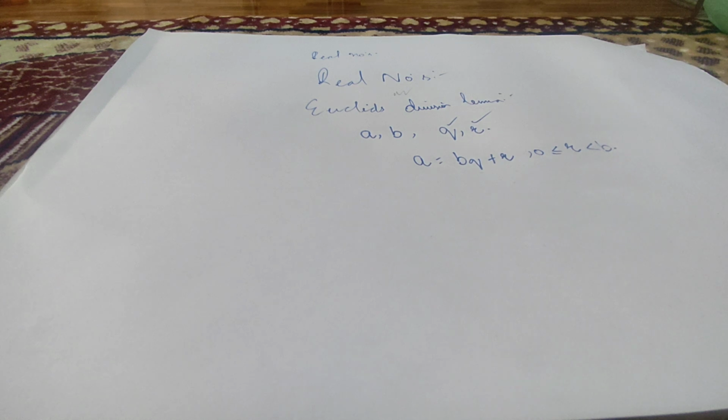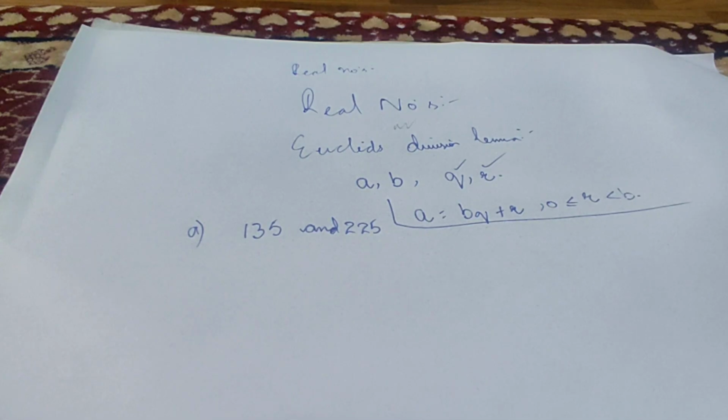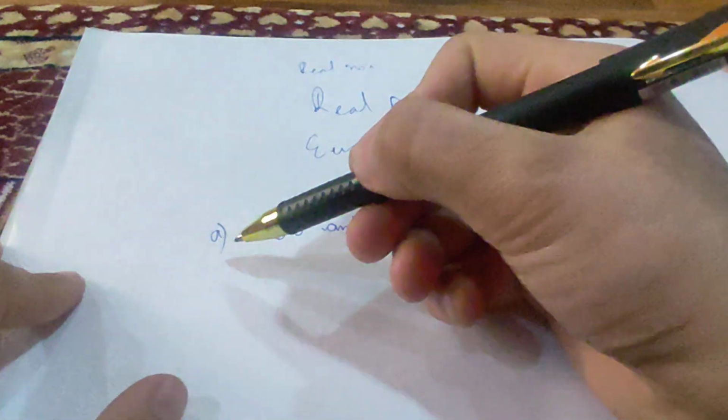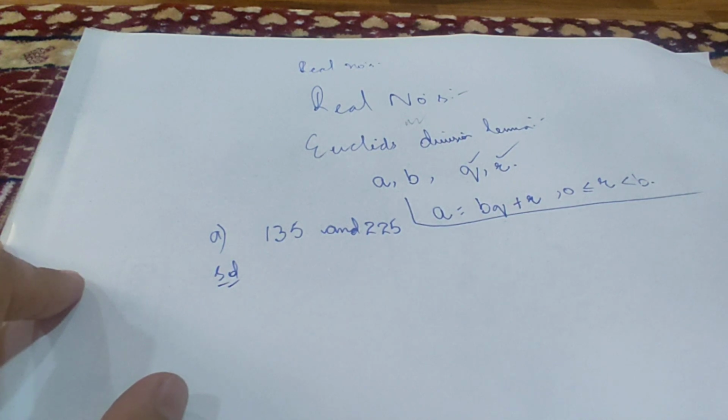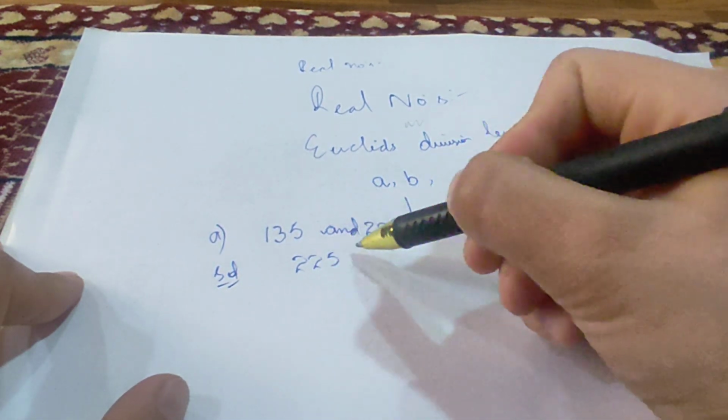Let's start with the first exercise of our chapter, that is exercise 1.1. See, in exercise 1.1 we have: use Euclid's division lemma to find the HCF of 135 and 225. We can use Euclid's division lemma to find the highest common factor, that's HCF, of two numbers. Now we have to find the HCF of 135 and 225 using Euclid's division lemma. Now here we have 225, okay, it's greater than 135.